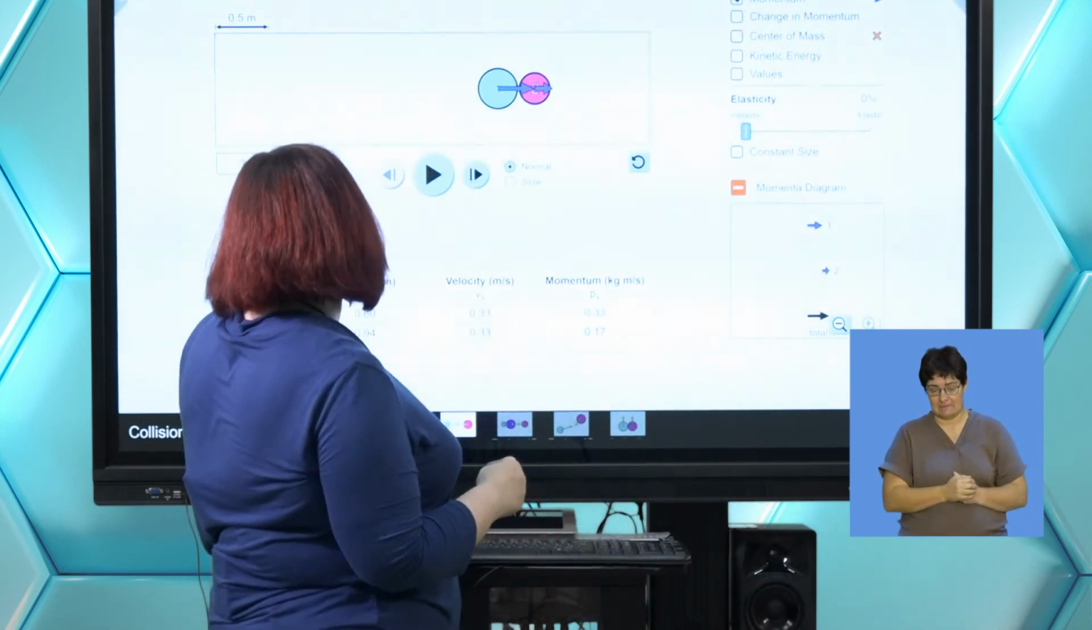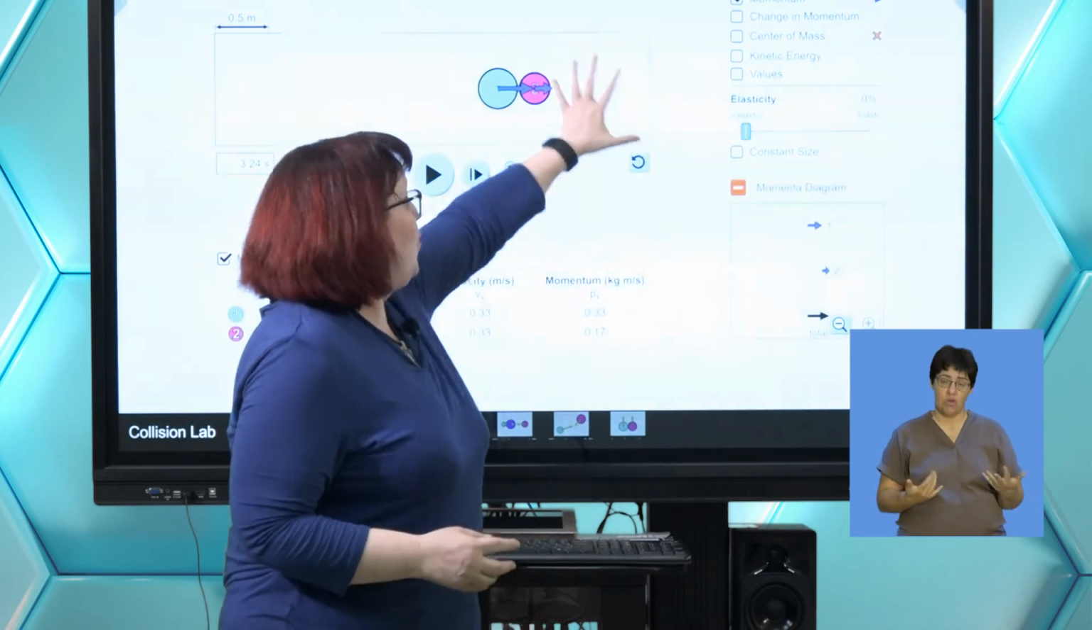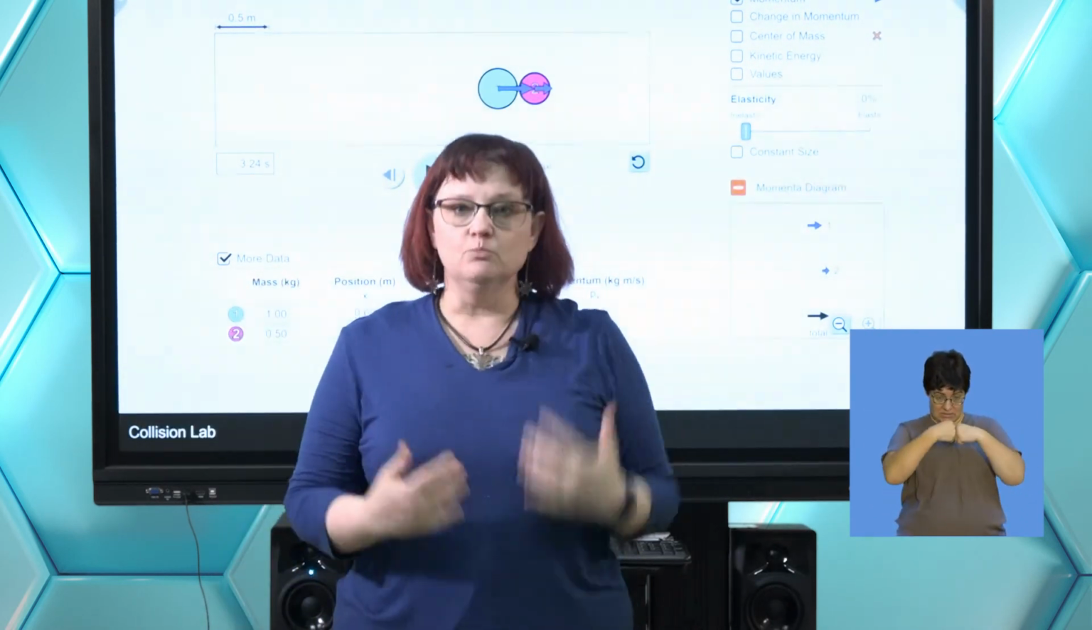Now, unfortunately, this particular simulation doesn't allow me to do an explosion, okay? So with an explosion, they will start as one object and then they move away from each other. They have to move in opposite directions. It's not possible for them to move in the same direction.